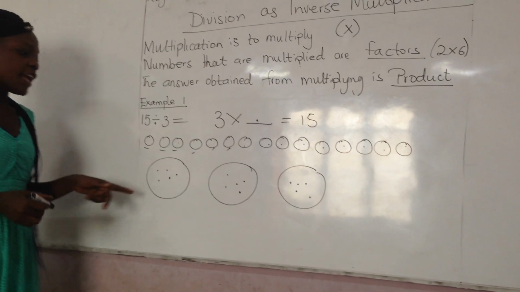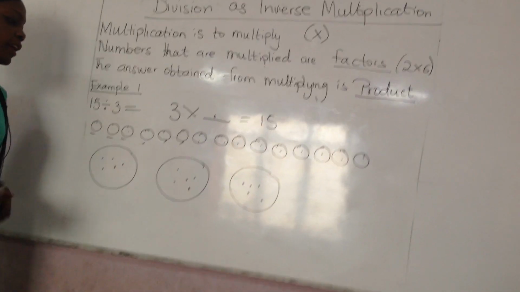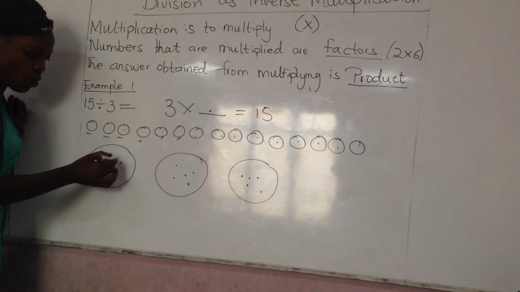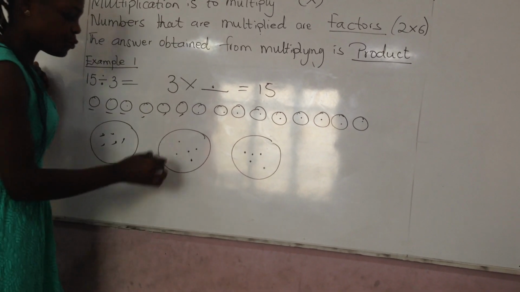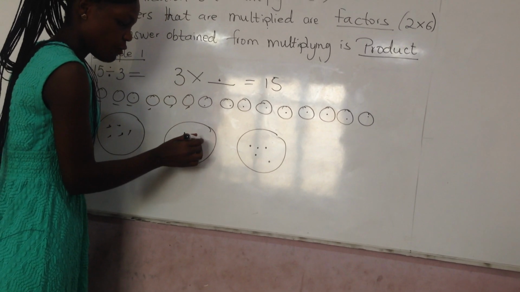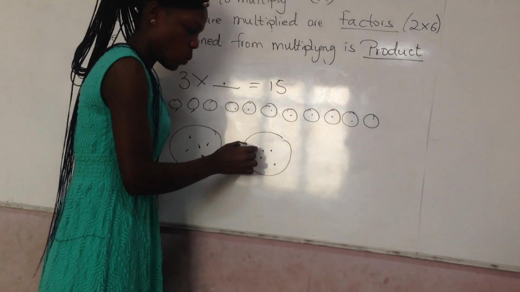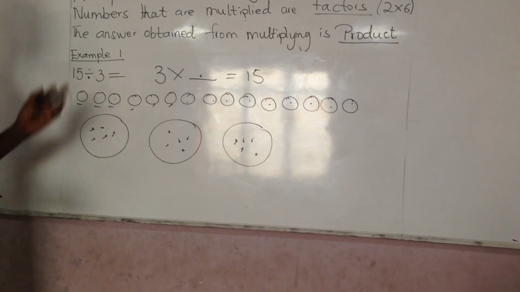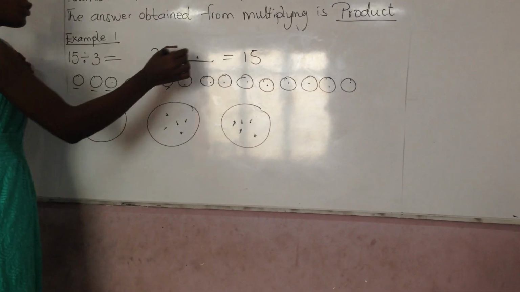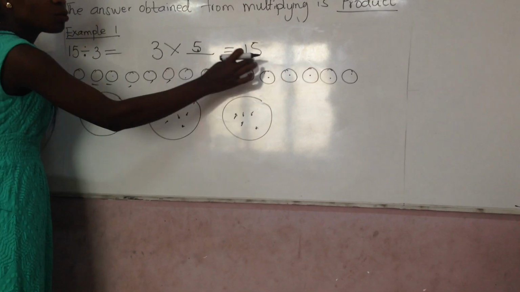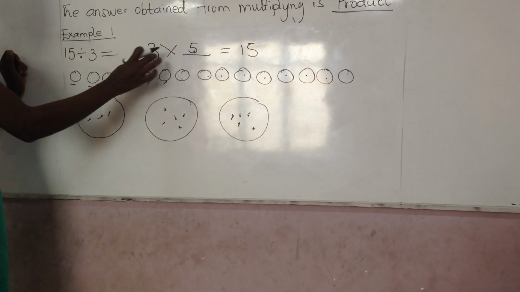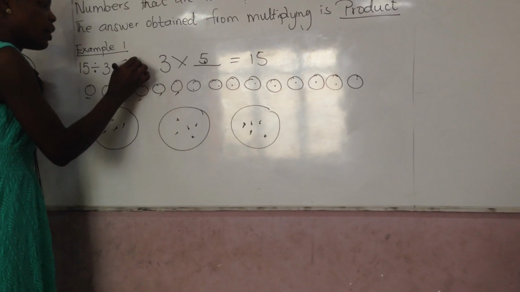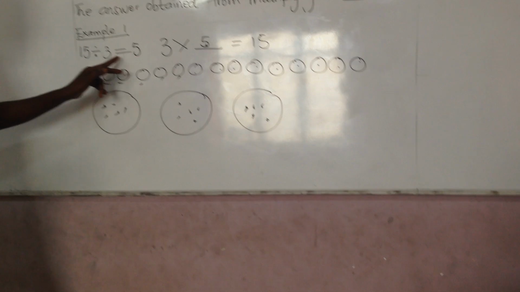So let's look into the circles. Each circle has how many oranges? 1, 2, 3, 4, 5. The next one: 1, 2, 3, 4, 5. The next one: 1, 2, 3, 4, 5. So each circle has 5 oranges, meaning 3 times 5 will give you 15. So 15 divided by 3 is what?